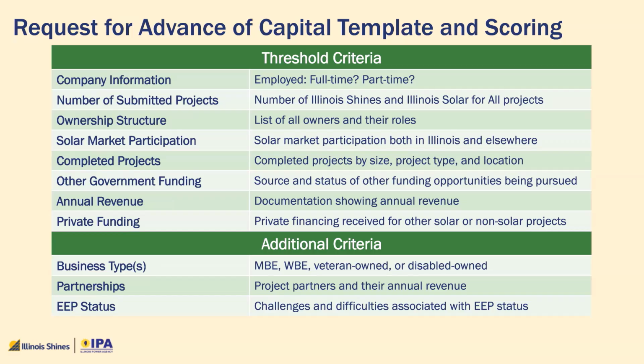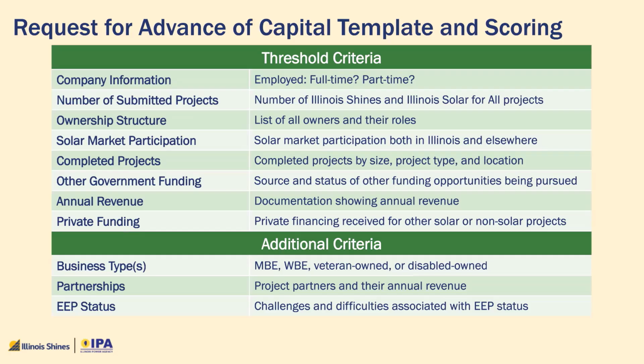The scoring of this criteria is weighted in favor of entities with higher EEP ownership stake and control of the company. Solar market participation, which requires providing the date in which you started operating in the solar market both in Illinois and nationally. The scoring of this criteria is weighted in favor of companies with less years of experience.